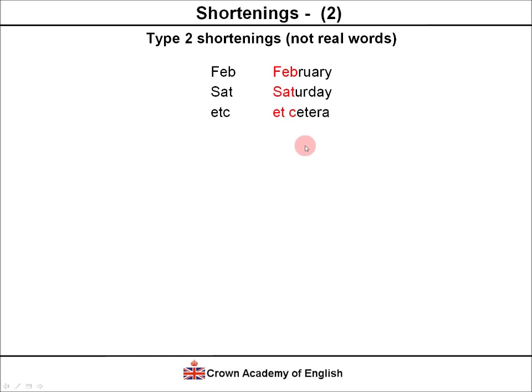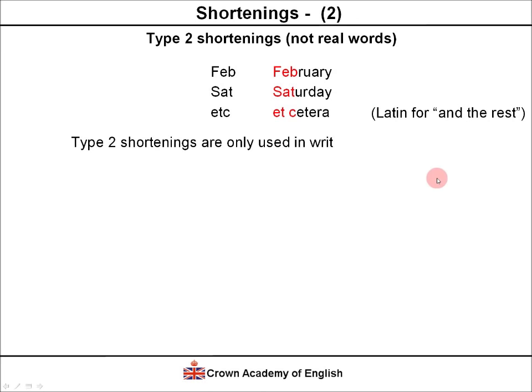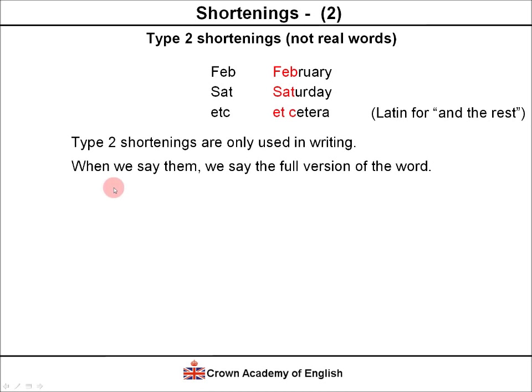And this is an abbreviation for the words etc. And etc. is a Latin word, and it means and the rest. Type 2 shortenings are only used in writing, so we do not say them. So when we do say them, or when we try to say them, we say the full version of the word. Okay, so if we want to read this, we don't say Feb, we would say February.